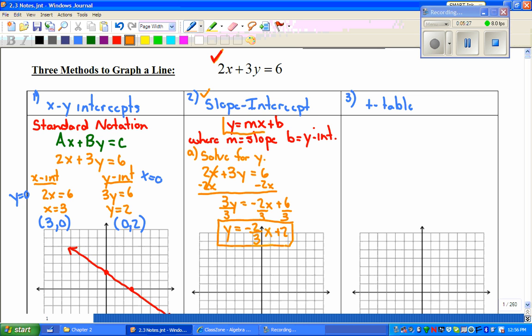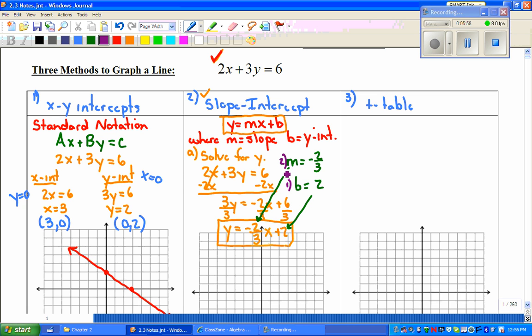Y equals mx plus b. Okay? Important stuff. Ready? M value equals negative 2 thirds. M always comes from in front of your x. B value equals positive 2. That always comes from the constant, that is your b. Okay? I'm graphing this. This is going to go first. This is going to go second.